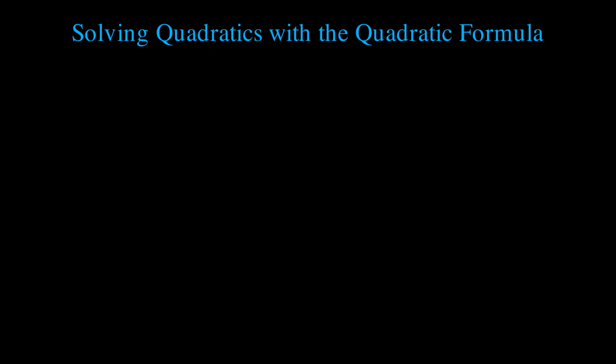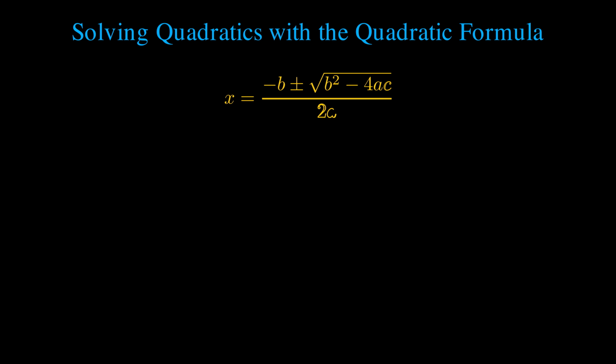Up to now, we've been working with quadratics written in standard form. Standard form looks like ax squared plus bx plus c equals 0. You already know how to identify a, b, and c. Standard form is the way the equation is written. Some quadratics factor nicely, but many do not.